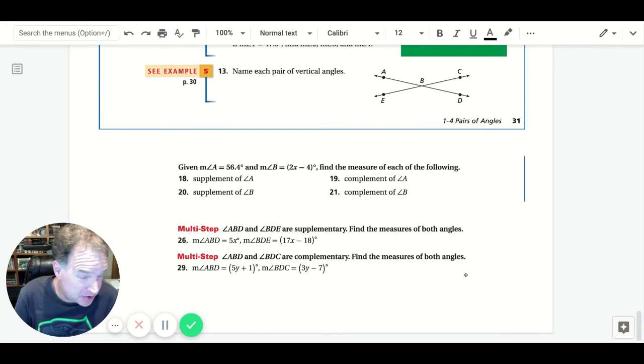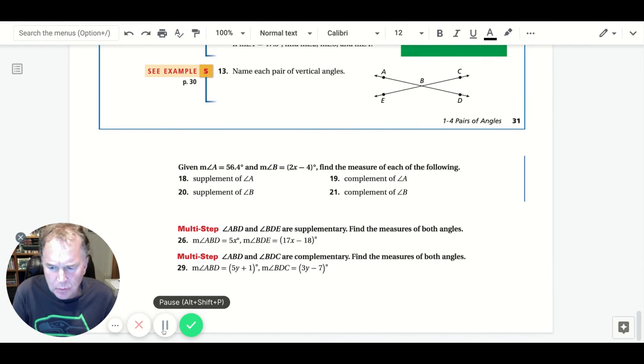Now it says find the measure of the angles. You got to plug it back in to find the angles. Once you get y and x on 26 and 29, you got to plug it back in to find the answer. So again, I'll be glad to help you in class.